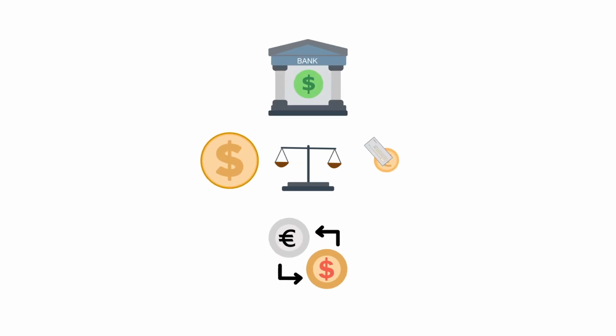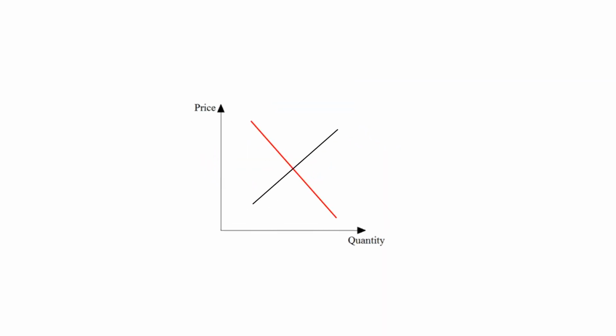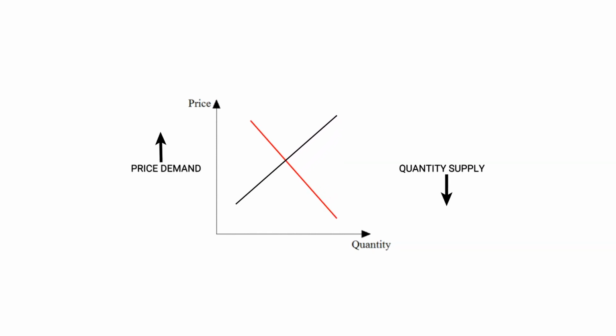Under the gold standard, if a country's currency became too weak compared to the US dollar, that country would buy back its currency from foreign exchange markets. This was an effective way to control prices, because lower quantity supply means higher price demand. This system effectively kept the government from overspending and inflation in check.